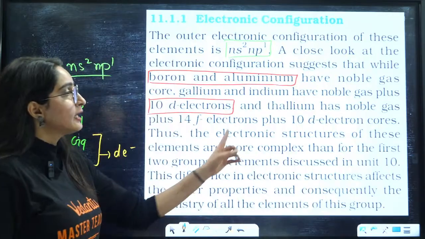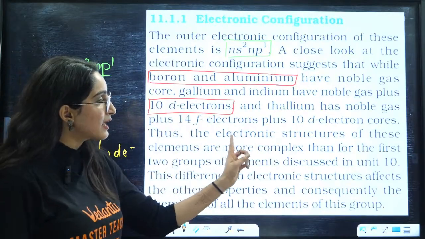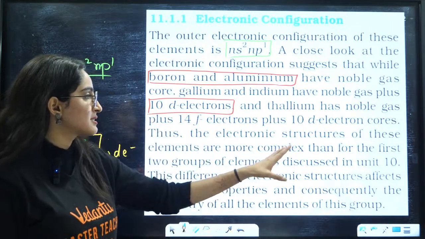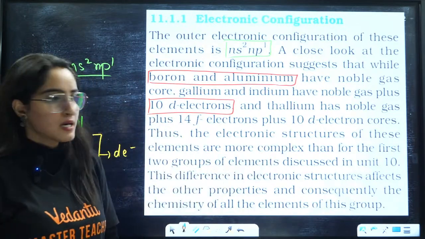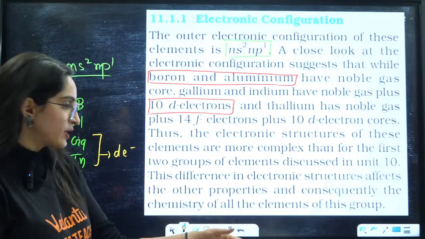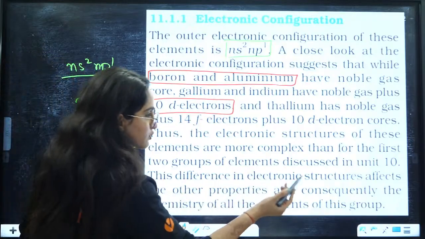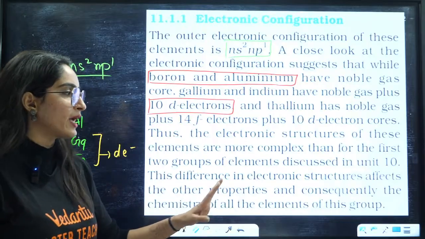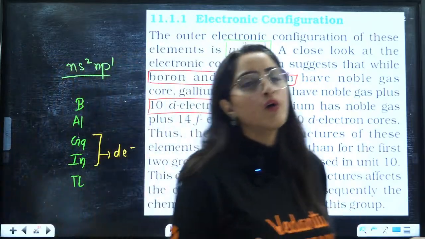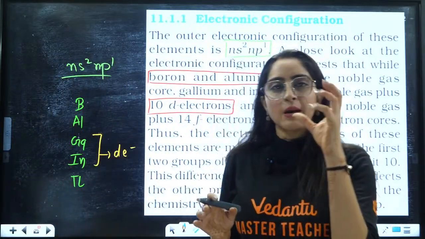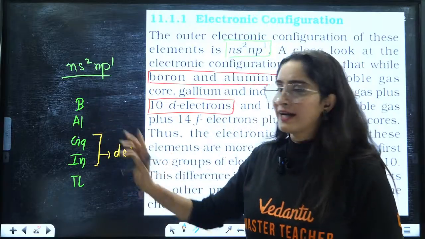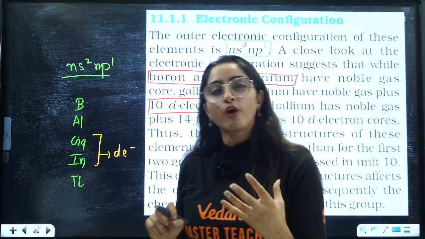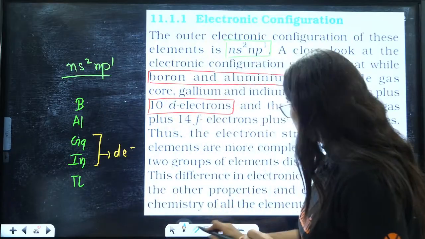Let us see. The d electrons cores, thus the electronic structure of these elements is more complex than the first two groups of the elements discussed in unit 10. Now, this difference in electronic structure affects the other properties and consequently the chemistry of all the elements in this group. So now what will happen basically? For example, boron and aluminium don't have d electrons. Here there is the concept of shielding, right?